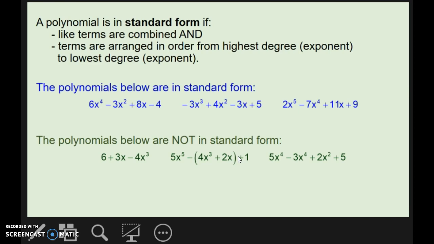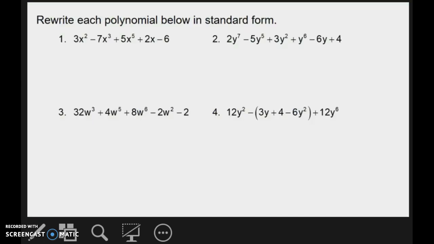But the ones in the bottom are not considered in standard form. And the main reason why is that we haven't put them either in descending order, like this one right here, the 4x to the third should be in the front, or we haven't combined any like terms. So here, potentially, we could combine like terms. We're going to need to distribute that out. We don't want any parentheses or anything like that when we're talking about standard form. And this third one here, we didn't combine the like terms. So that's a concern. So let's just practice one here, rewriting it in standard form.